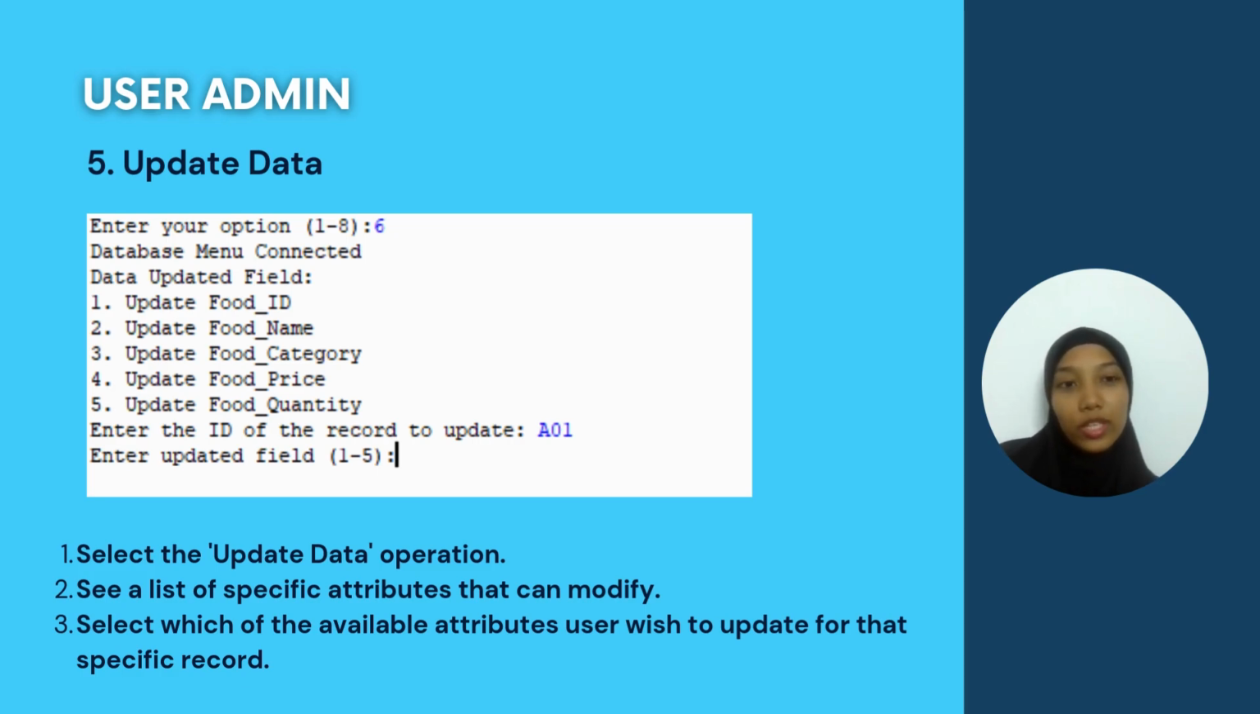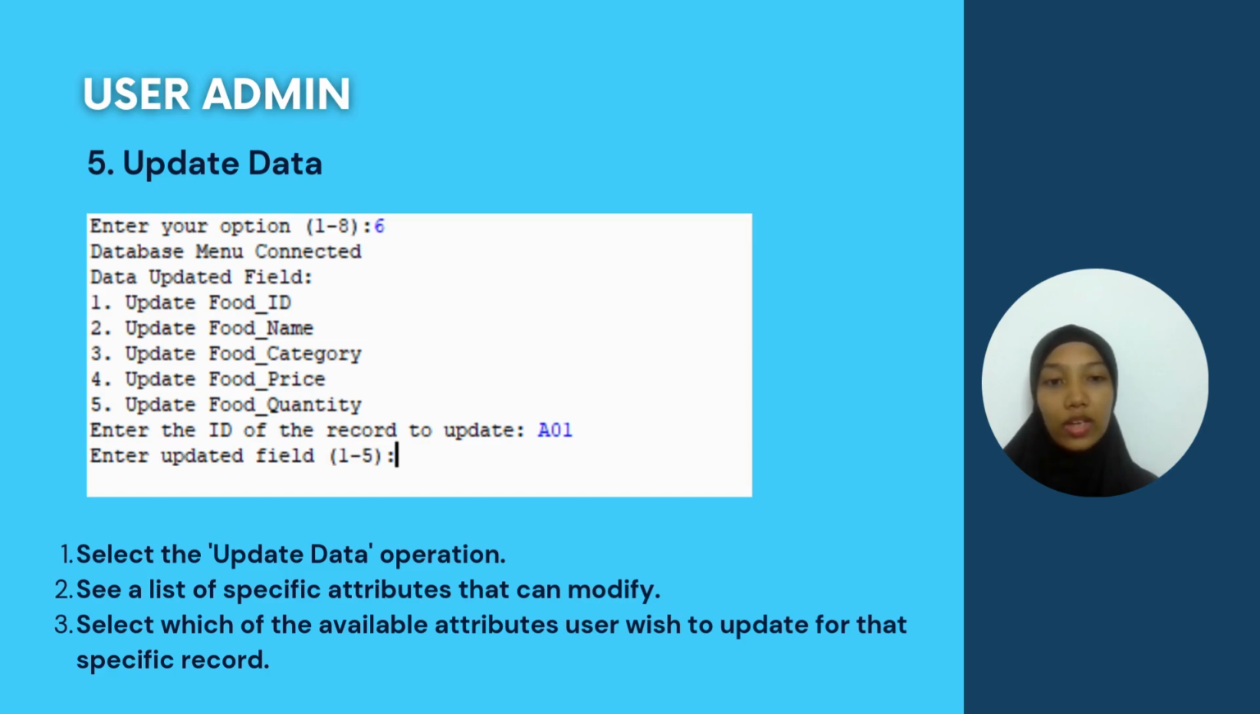For the continuation part as a user admin, I will explain the update data part. So, from here we can see the user has already entered 6 which corresponds to the update data functionality. The system confirms this by displaying database menu connected. After selecting update data, the interface presents a submenu listing the specific fields within a data record that can be modified.